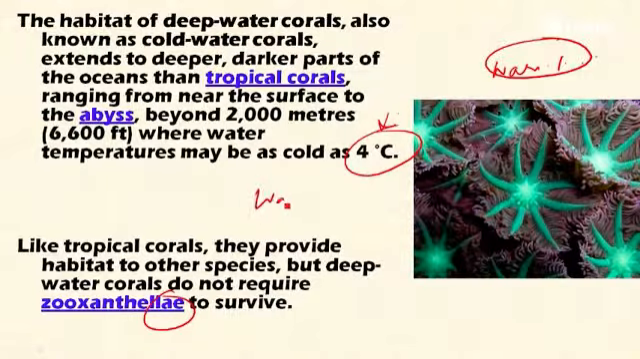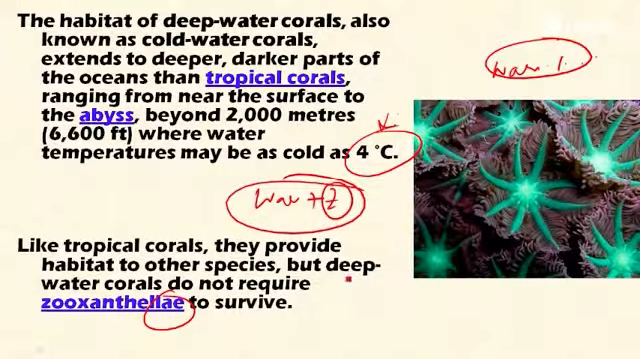Whereas the warm water coral reefs require zooxanthellae in association for their survival. But these cold water corals do not require zooxanthellae, and they are present on the Norway coast.